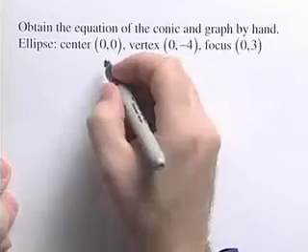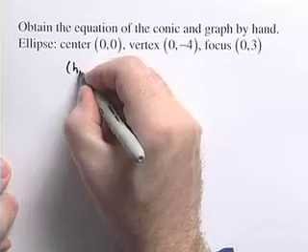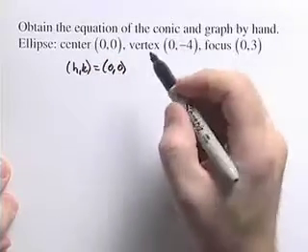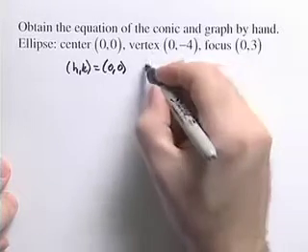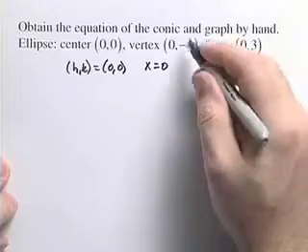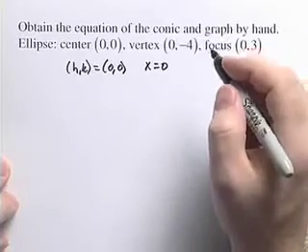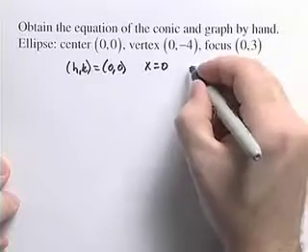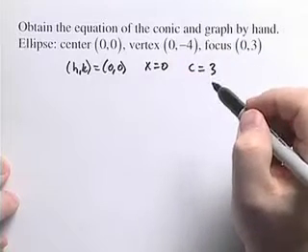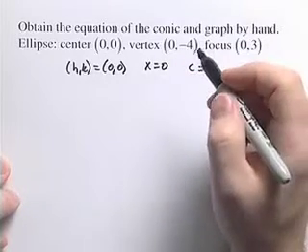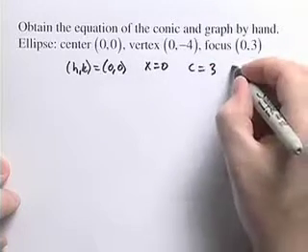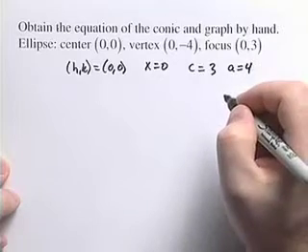Since the center is at 0, 0, we know that h, k is equal to 0, 0. The center, the focus, and the vertex all lie on the line x equals 0. So our major axis is going to be the y-axis. The distance from the center to a focus is going to be c equal 3. The distance from the center to the vertex is 4. So we're going to have a is equal to 4.